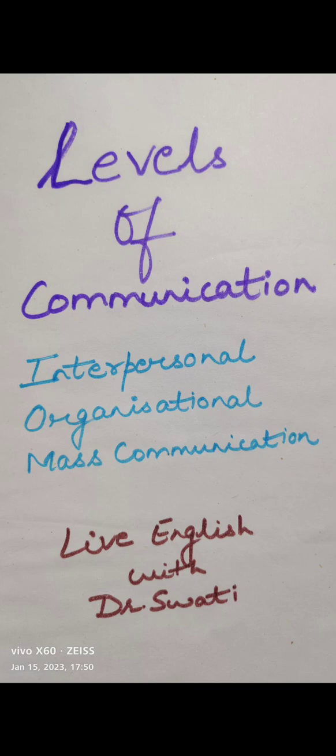Interpersonal level of communication is basically when two or more people communicate. As you all know, and as I have discussed in my previous videos, there is a sender and a receiver. The sender sends the message, the receiver receives the message. So whatever communication is taking place between two people or maybe more than two people, whether in oral mode or written form, that is known as interpersonal communication.